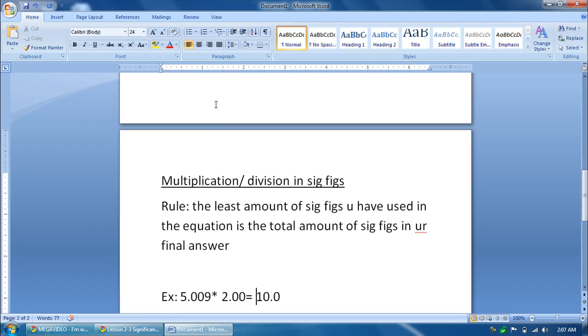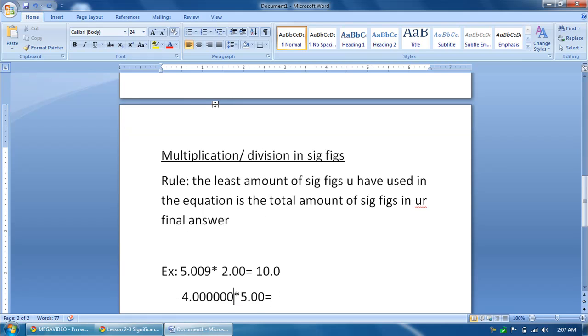Now let's look over another problem. You have 4.0000000 times 5.00. Now your answer for this should be 20.0000000. This is 00 because of those two zeros.